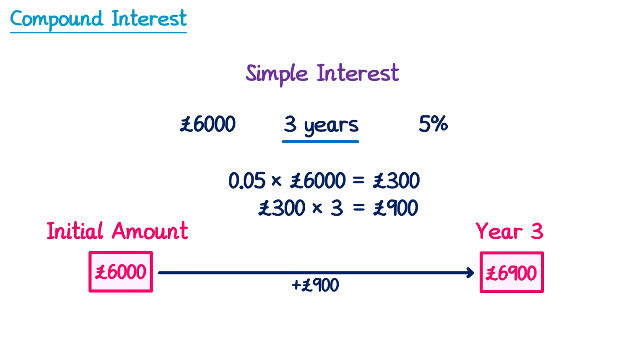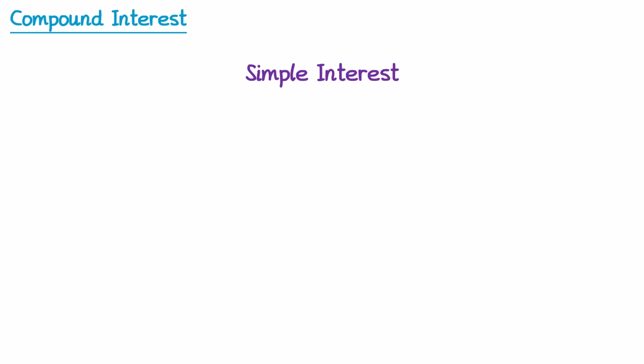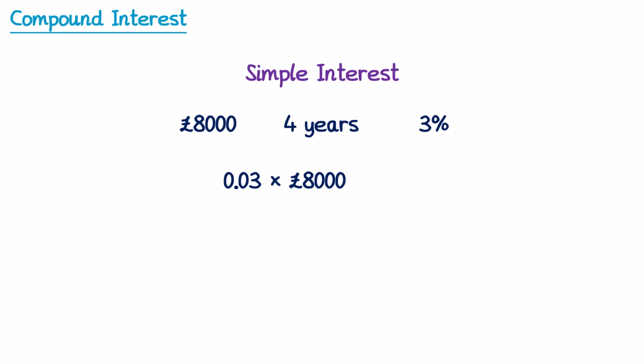Let's see if we can apply this to a different example. In this one, it's £8,000, it's 4 years, and the rate of interest is 3%. So let's start by working out 3% of 8,000 by doing 0.03 multiplied by 8,000. This gives you £240. This means that each year you're going to receive £240 in interest. But you're going to receive this each of those 4 years, so we multiply this 240 by 4. This will give you £960. So in total, you'll receive £960 in interest.